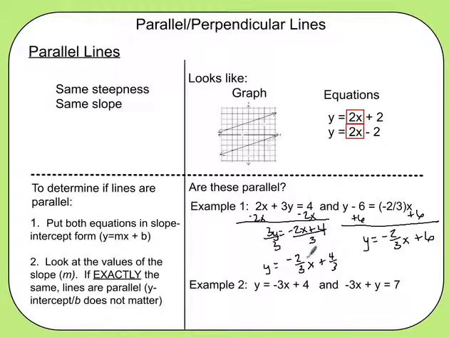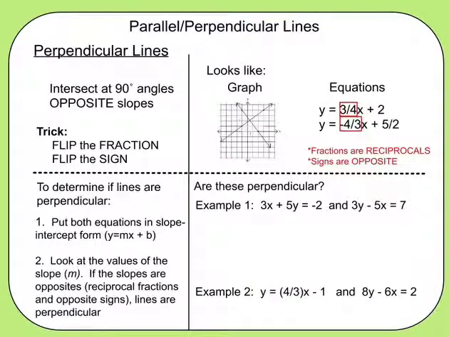They are both in slope-intercept form now, so I can look at the slopes. This one is negative 2/3. This one is also negative 2/3. Because they are exactly the same, these lines are parallel. In your notes, you will need to repeat this process with example 2, solve both of the equations for y, and then look at the slope. If they are exactly the same sign, same fraction, then the lines are parallel. If not, then they are not parallel. So go ahead and fill that example out in your notes.